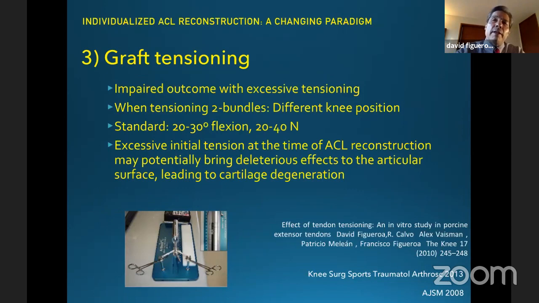Graft tensioning is another issue. Avoid excessive tension at the moment of fixation. When tensioning two bundles, they have to be tensioned in different knee positions. The standard is between 20 or 30 degrees, and there are some surgeons that prefer to fix the ACL in full extension, but also with no more than 20 to 40 newtons.